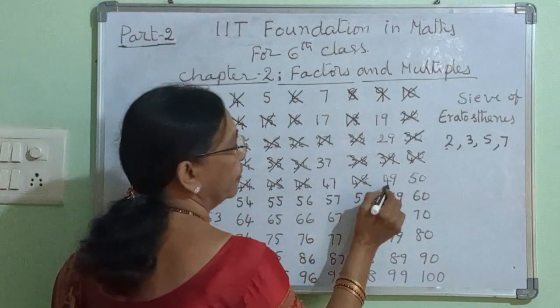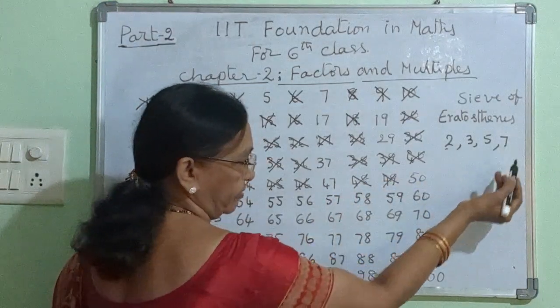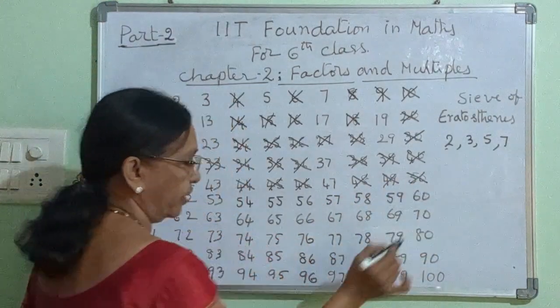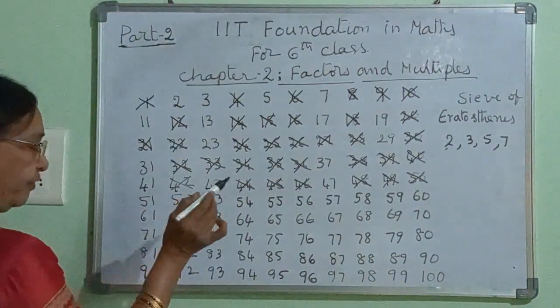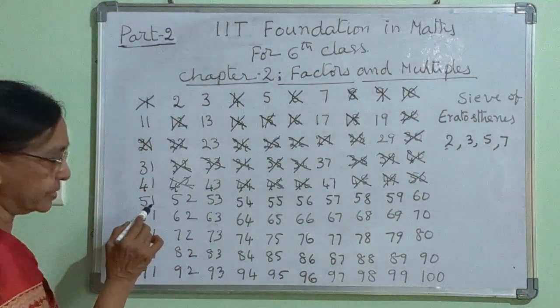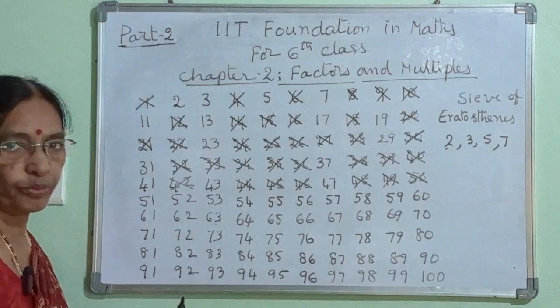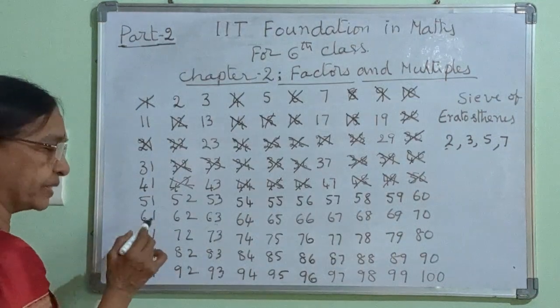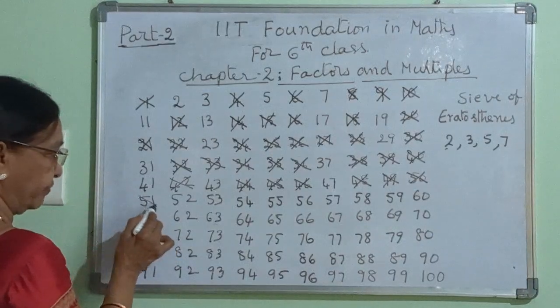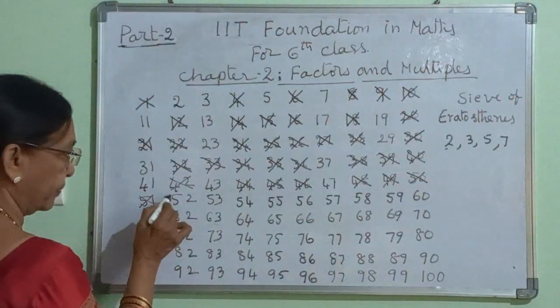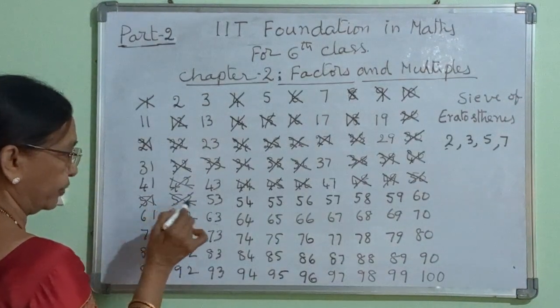48 is a multiple of 2, 49 is a multiple of 7, 7 sevens are 49. 50 is a multiple of 2. And 51 is a multiple of 3, because if the sum of the digits is divisible by 3, then the whole number is divisible by 3. So 3 17s are 51, therefore it is a composite number. 52 is a multiple of 2.